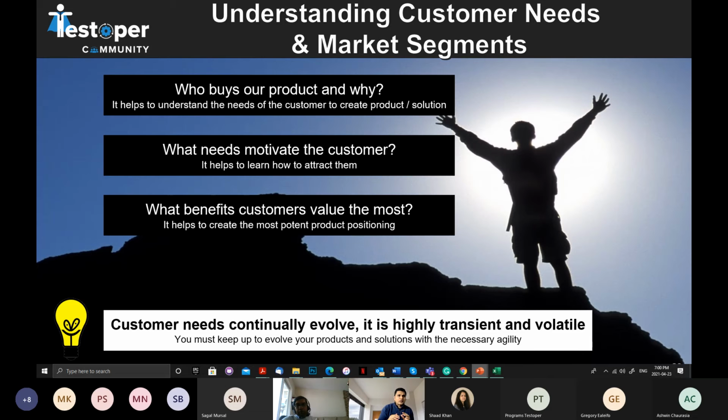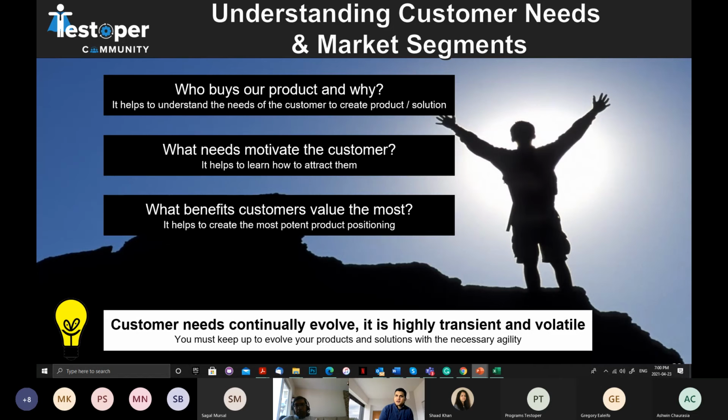Remember, nothing is stagnant. You might send a survey today and you might get a response. You believe you are doing the right thing, but after 1 month it might be something else. The customer's motivations might change. What customers value most will change. It's transient, it's volatile.